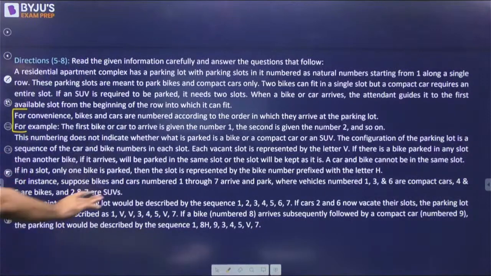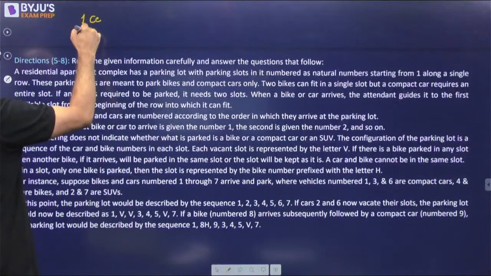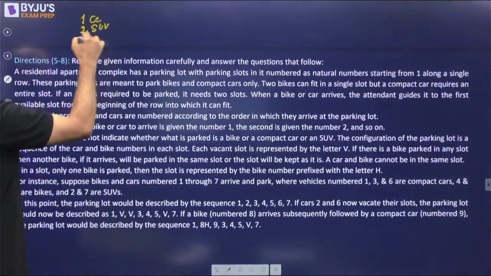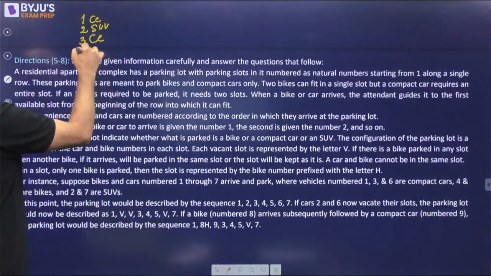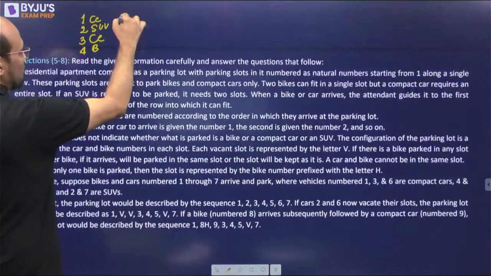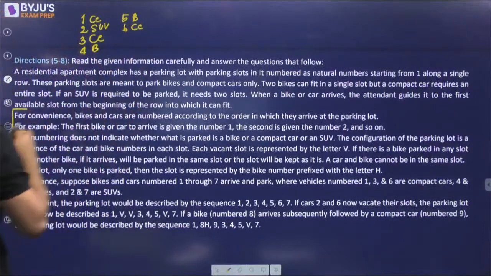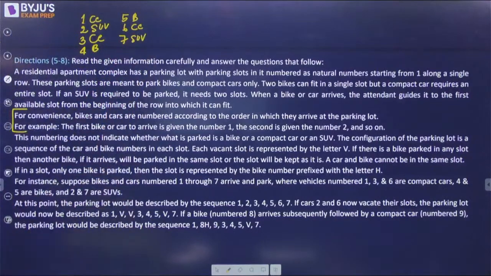तो क्या होगा? Before we read further, let's use our common sense. Number 1 is a compact car. Number 2 is an SUV. Number 3 is again a compact car. Number 4 is a bike. Number 5 is a bike. Number 6 is a compact car. And number 7 is an SUV. Right?